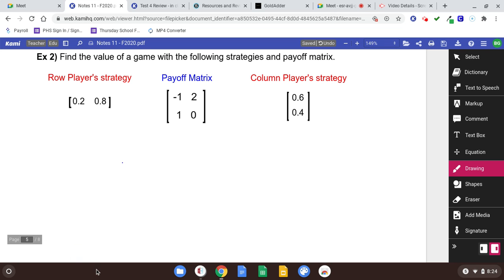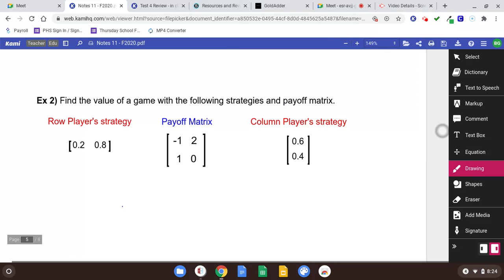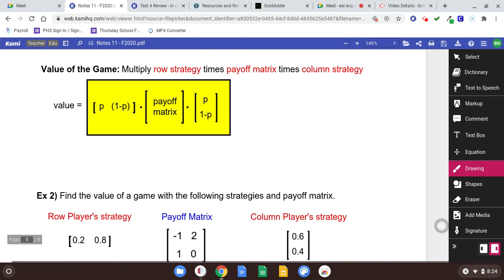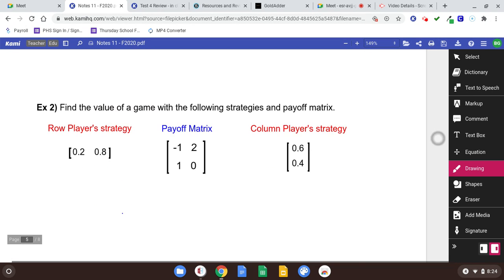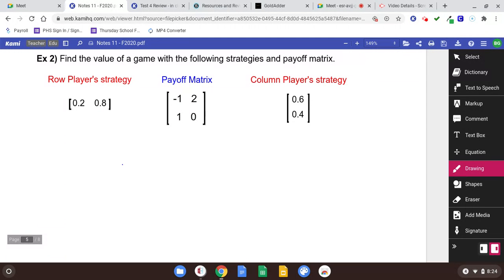Example 2, find the value of a game with the following strategies and payoff matrix. So notice they give me pretty much everything. They give me the row player strategy, the payoff matrix, and the column player strategy. This doesn't happen a lot, but they've given me everything. If you go back and look, we know how to find the value of the game by just multiplying those three matrices together. So that's really it. So that's what we're going to do.